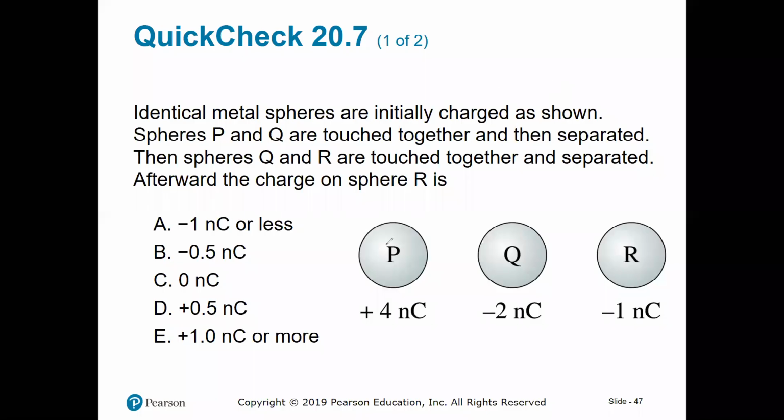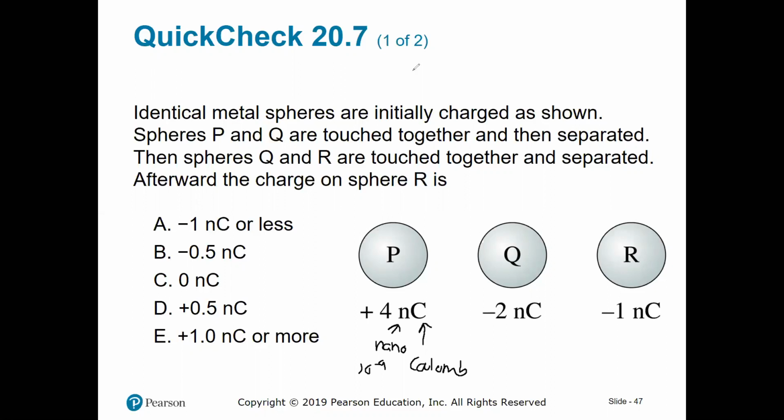Okay, here's a very different question. We have identical metal spheres. We have 3 of them, and they have their charges. So one thing we can look at is the unit of charge. The C stands for Coulomb, and n means nano, which is 10 to the minus 9. So this means P has 4 times 10 to the minus 9 coulombs of positive charge, while Q has 2 times 10 to the minus 9 coulombs of negative charge.